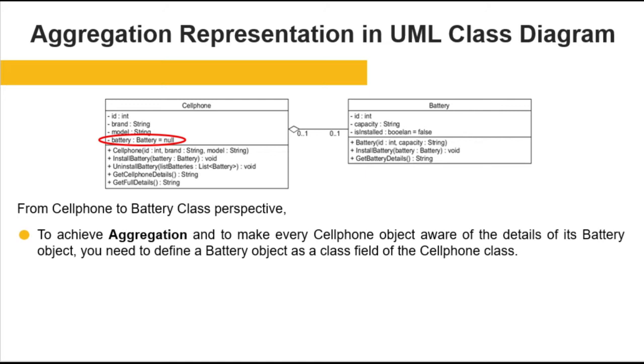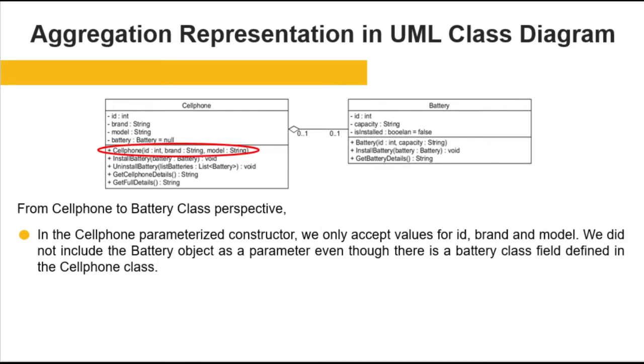And to achieve aggregation and to make every cell phone object aware of the details of its battery object, you need to define a battery object as a class field of the cell phone class. Making it null as a default value makes it possible for us to have a cell phone object not having a battery at first.